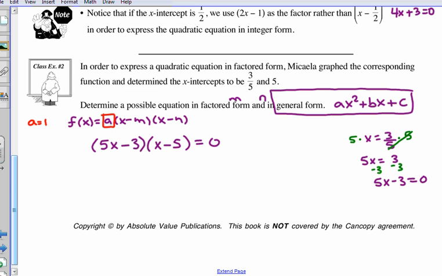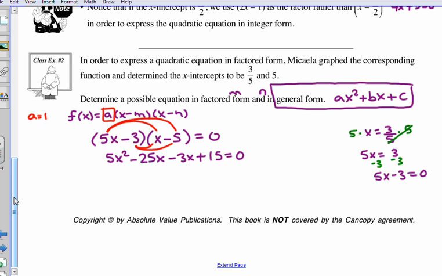Now it wants it in general form, so what are we going to have to do? FOIL. Okay, so 5x times x is 5x squared. Those are first. Now our outsides: 5x times negative 5, negative 25x. Now our insides, negative 3 times x is negative 3x. And our two last numbers, negative 3 times negative 5. Remember, two negatives, it's a positive 15. Okay, so now we're just going to collect like terms. Remember, our middles are our like terms. 5x squared minus 28x plus 15 equals 0. So there's the factored form, and there's the general form. So I wanted it in both.